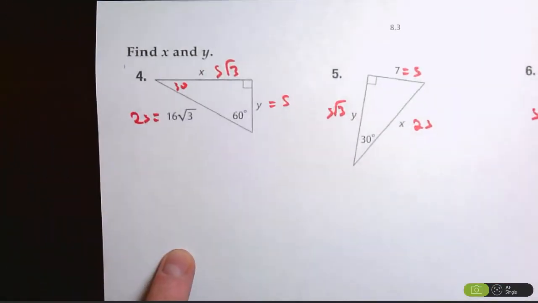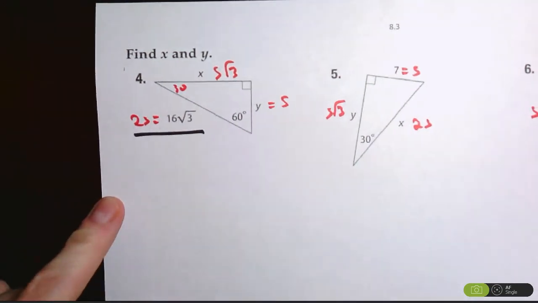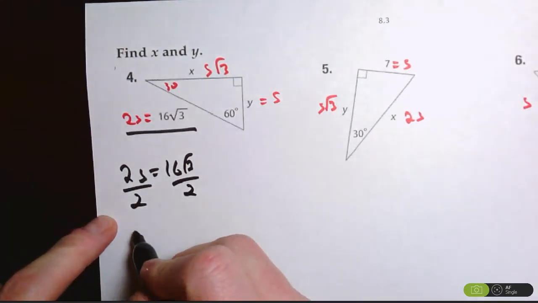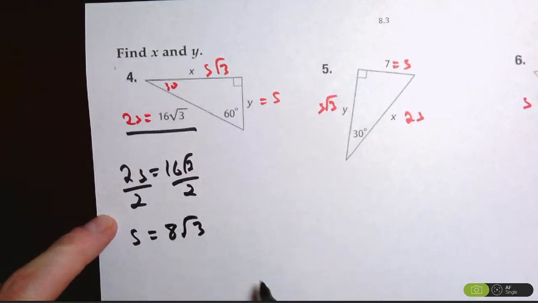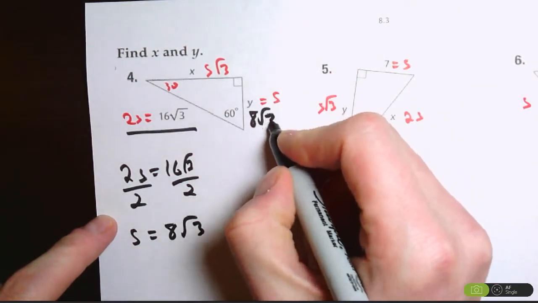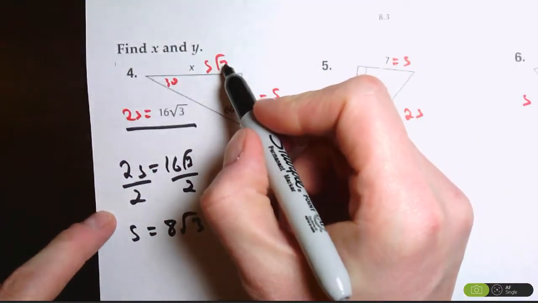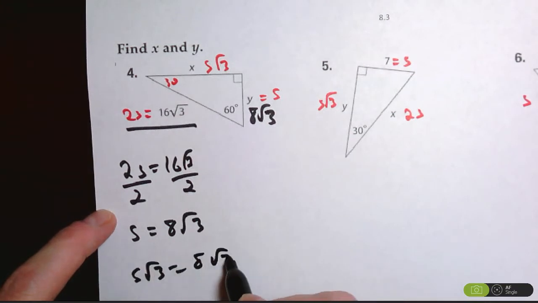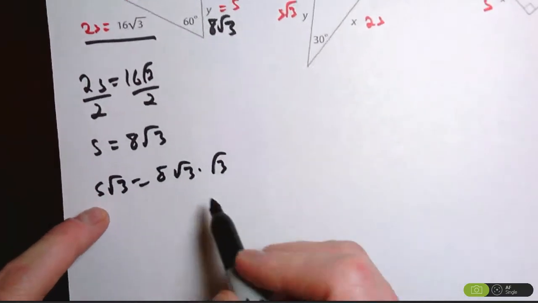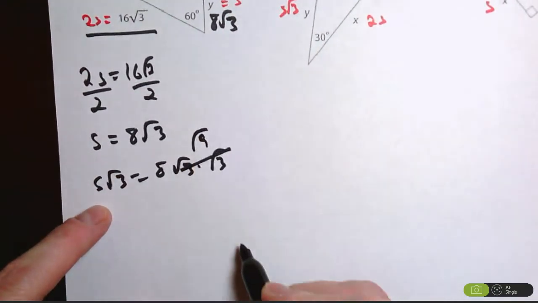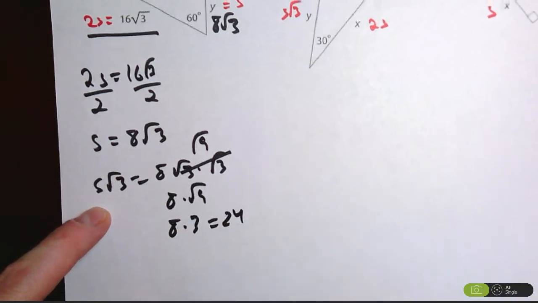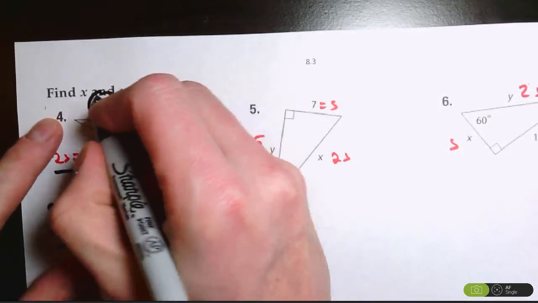Okay, so let's focus on number 4 first. So if this guy is 2s, to get to s, divide by 2 then. Well, there's y, 8 root 3. And then to get to x, take s and multiply by root 3. Okay. Well, root 3 times root 3 is really root 9. So I have 8 times root 9. Well, that's really 8 times 3, 24. So this guy here, x is equal to 24.